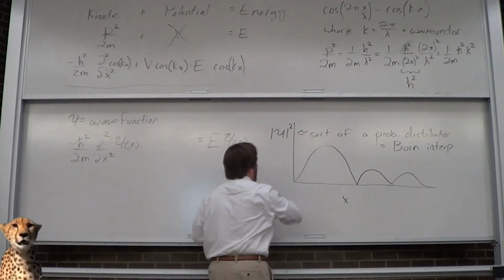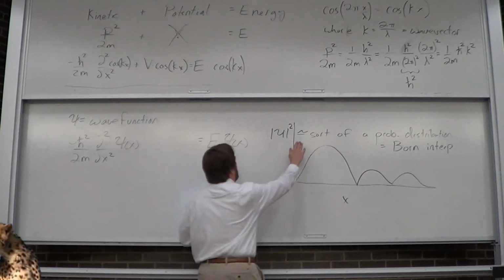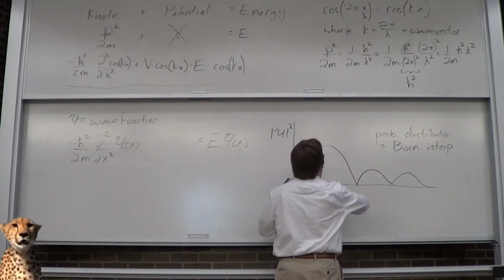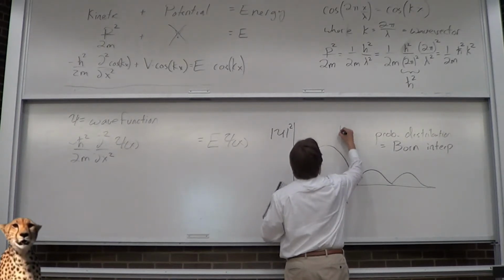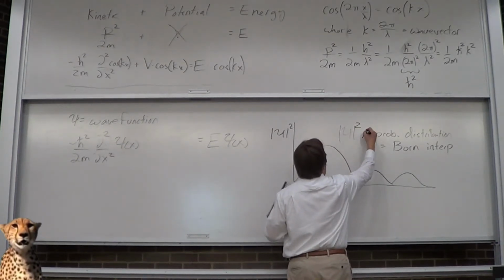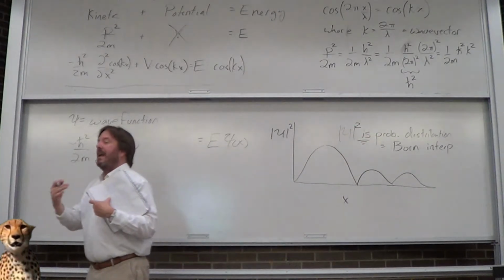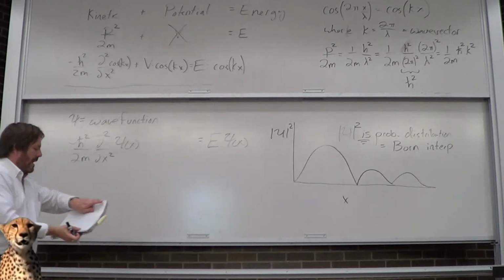There you go. Okay. According to the Born distribution, if you square the wave function, it's the probability distribution.